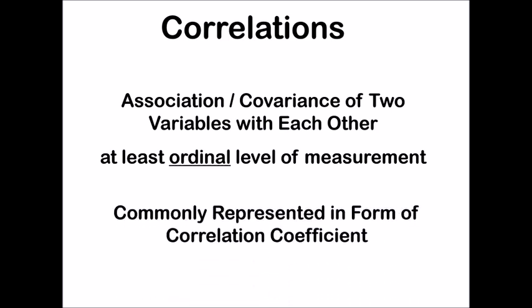Commonly, a correlation is represented in the form of a correlation coefficient, ranging anywhere from 1.0 to minus 1.0. Now remember, correlation in and of itself does not prove causation. If a variable is correlated with another, it may be a completely spurious relationship, that is kind of an accidental or random relationship, just by coincidence, or it could be a causal relationship quite possibly.